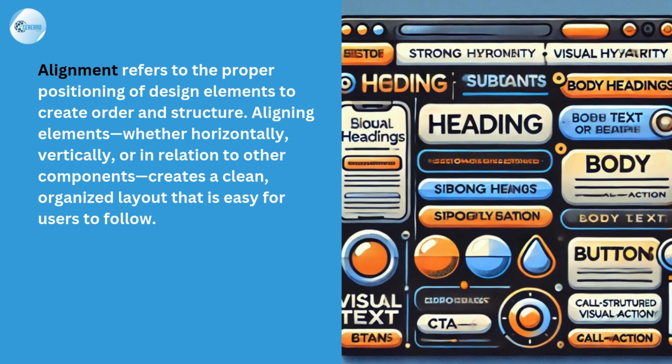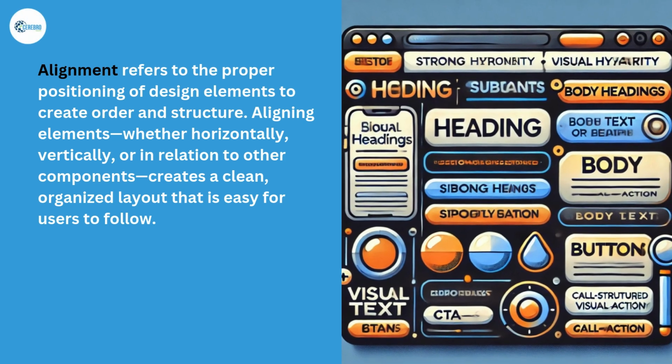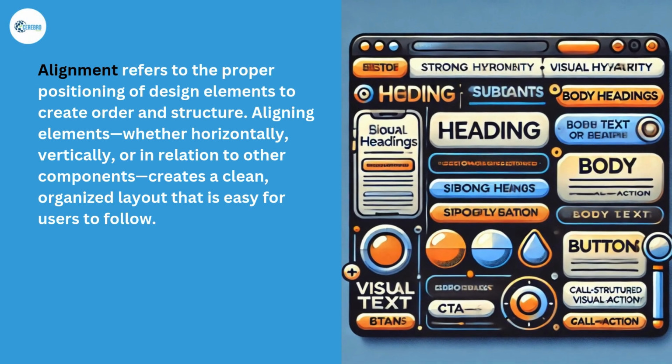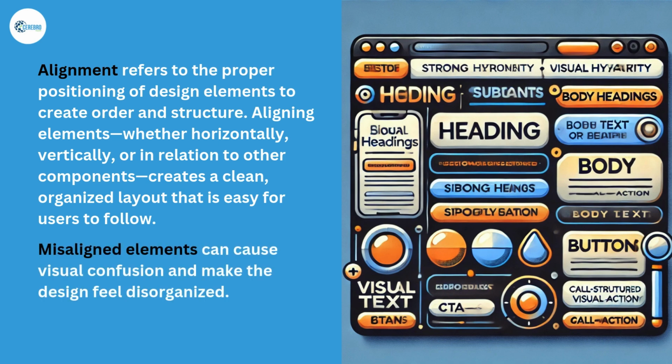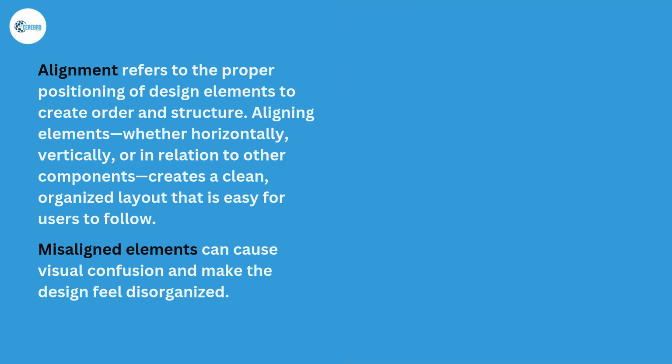Alignment is the principle of organizing elements in a way that makes them visually connected. Well-aligned elements are easy to follow and create a clean, organized appearance. Alignment can be applied horizontally or vertically, ensuring that content is arranged in a structured way. Misalignment, on the other hand, can make a design feel chaotic and difficult to navigate, undermining the user experience.